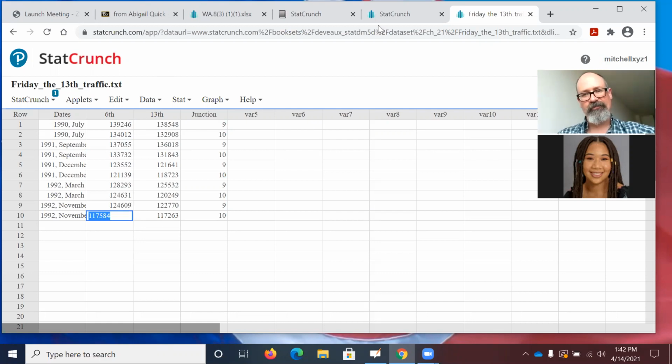So before I go on, does everyone see what I'm saying? It makes sense to think about this as being paired data. You're looking at the pairwise difference at particular junctions of the number of cars passing through that junction. One observation is made on the 6th and the other on the 13th, for various different Friday the 13ths.